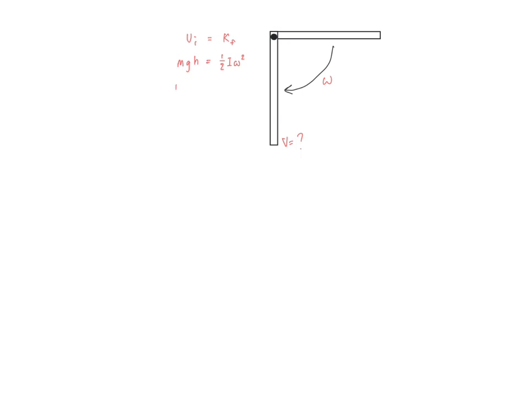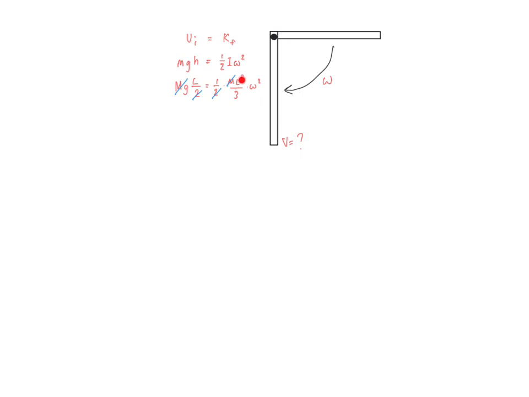So I'm going to put in mgL over 2 is equal to 1/2 times I, which was given as mL squared over 3, and then times that omega squared. Let's cancel a few things out on both sides of the equation. We have a 2 in the denominator, which I'll cancel out. We have an m that I'll cancel out. And technically, you could also cancel out this L with one of these L's.